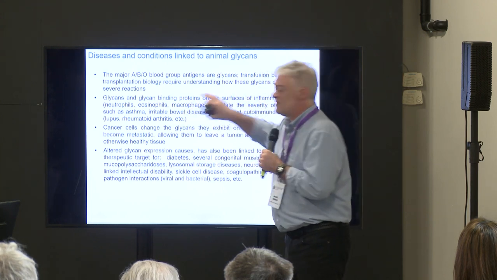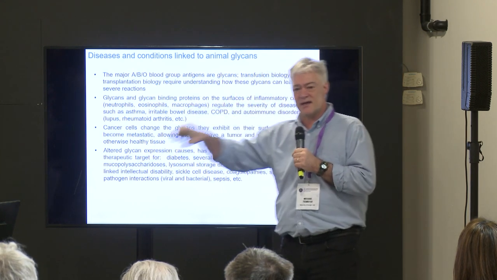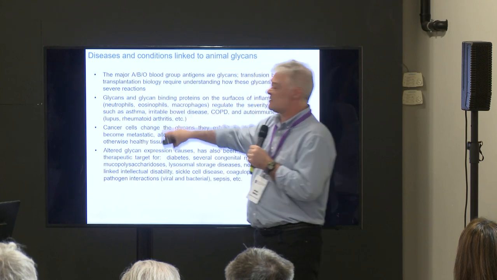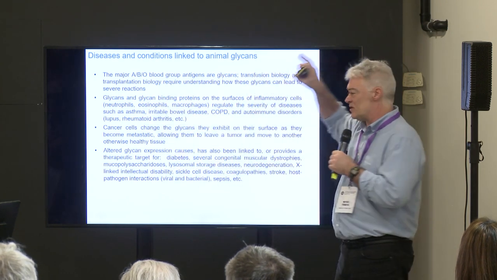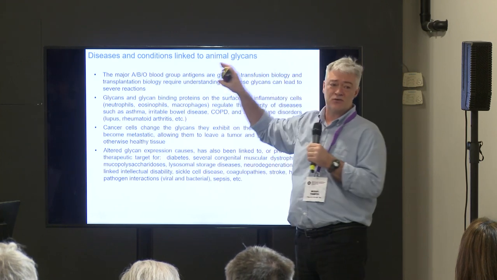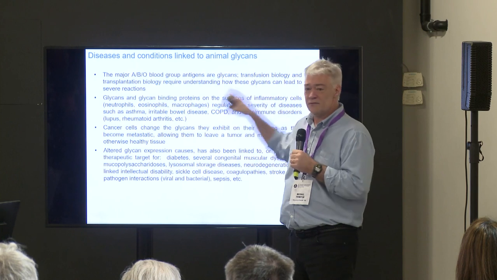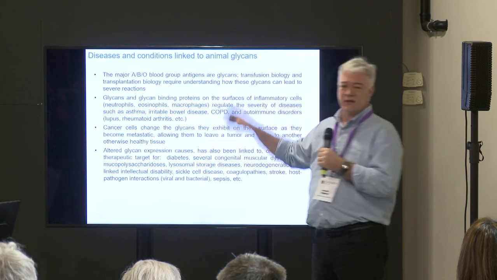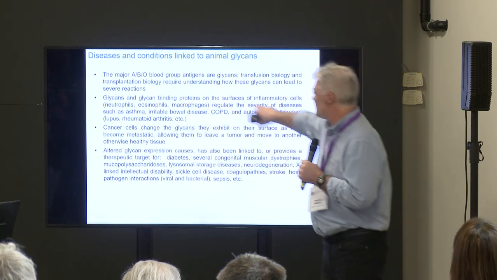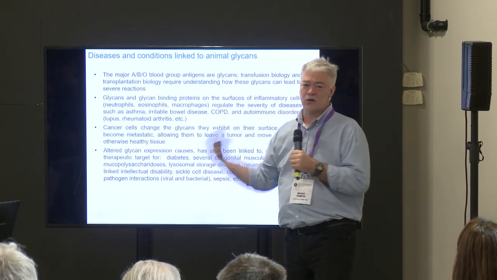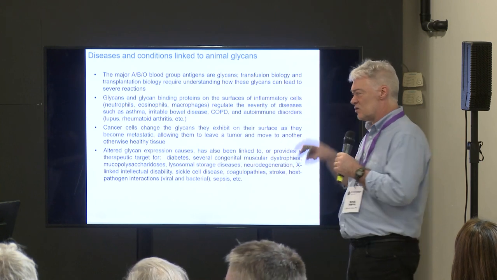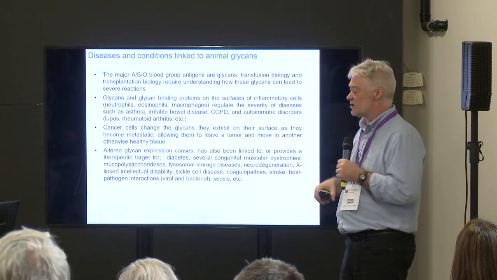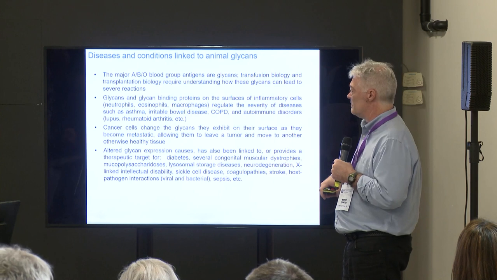There are glycan binding proteins on a cell that can recognize glycans on another cell. And this is especially important in inflammation. So inflammatory cells like neutrophils, eosinophils, macrophages have glycan binding proteins that bind glycans, and that regulates the activation, the survival, the targeting of those inflammatory cells. So this has very important implications for diseases like asthma, irritable bowel disease, emphysema, chronic obstructive pulmonary disease, and all kinds of autoimmune diseases. Glycans are highly regulatory components of the inflammatory response, as well as immunity in general, driving production of antibodies of particular specificities.